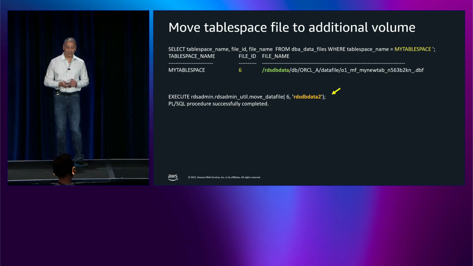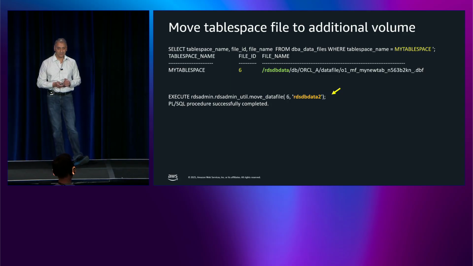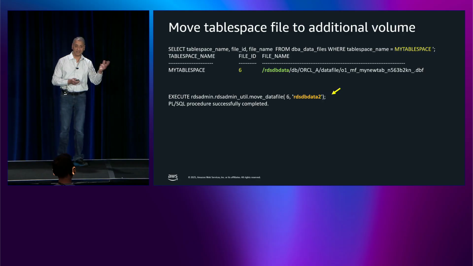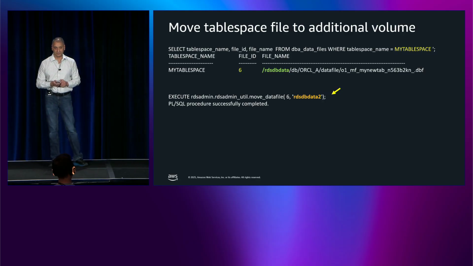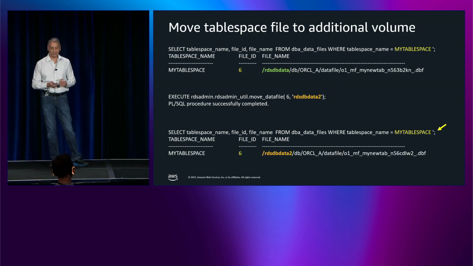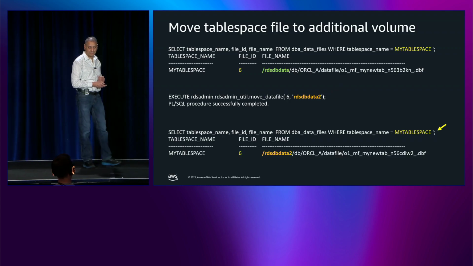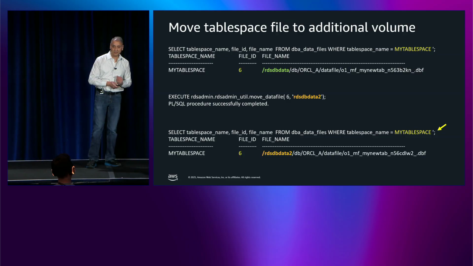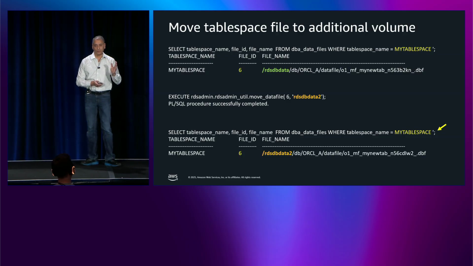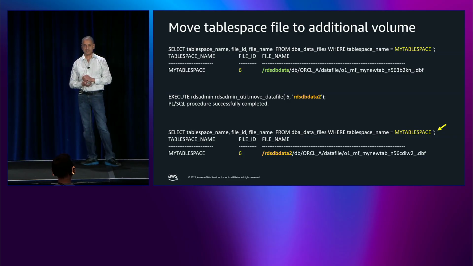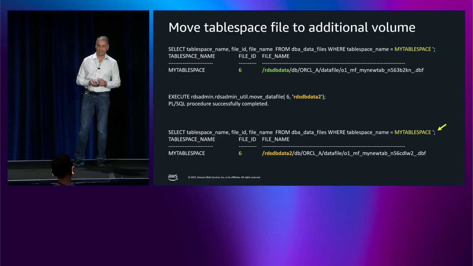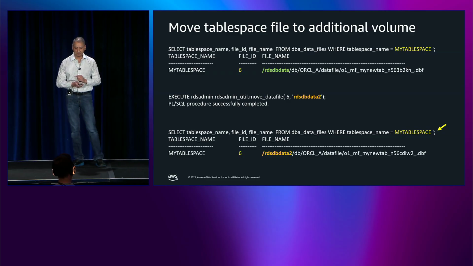I then call a command, move data file, and I say that I want to move the data file with file ID 6 to my additional volume called RDS DB data 2. After I execute the command, I call a select command again to say, let me see the properties of the table space. And as you can see, the file for the table space has been moved to my new storage volume that I just added, RDS DB data 2.